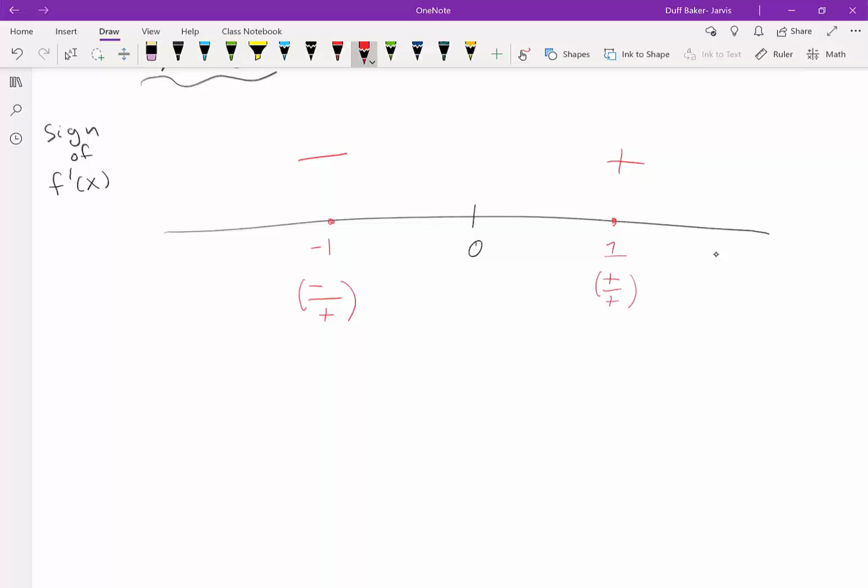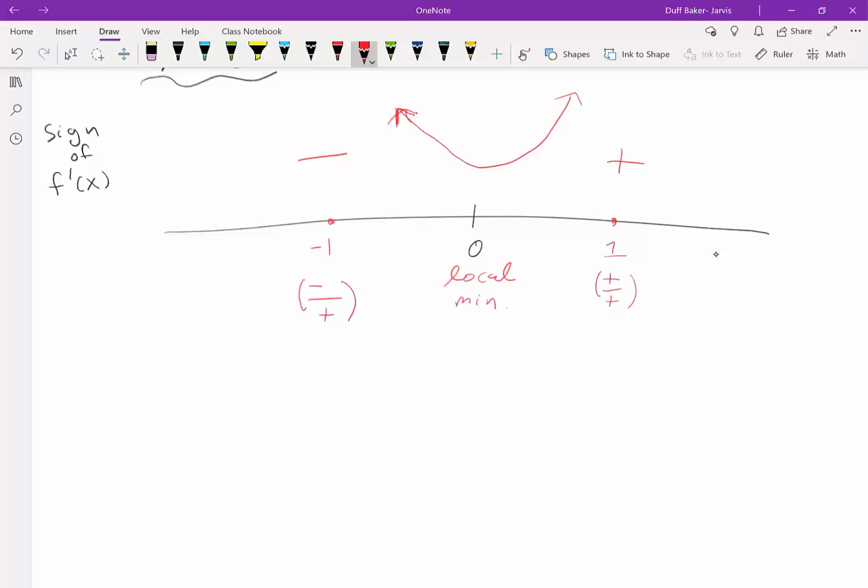Okay. So essentially what that tells us is the function's going to be going down and then up here, right? So it tells us that this is going to be a local min. Right? So all the information about the first derivative is encapsulated in this little diagram, which is kind of why I like to do that.